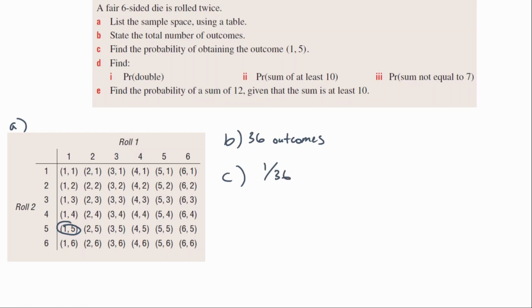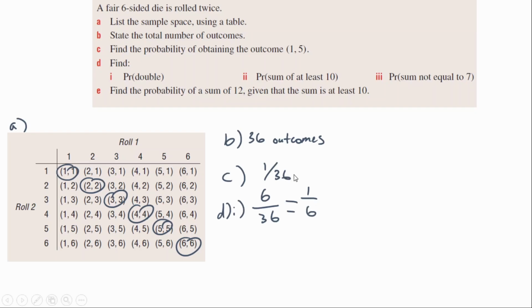Alright, question D, let's start with that. It says find the probability of rolling a double. So question D, part 1. A double, let's circle all the doubles. I can see 1 there, 2, 3, 4, 5, and 6. So there's a total of 6 doubles out of a total of 36 outcomes. Let's simplify that, divide both the top and the bottom by 6, and that gives you a probability of 1 out of 6.